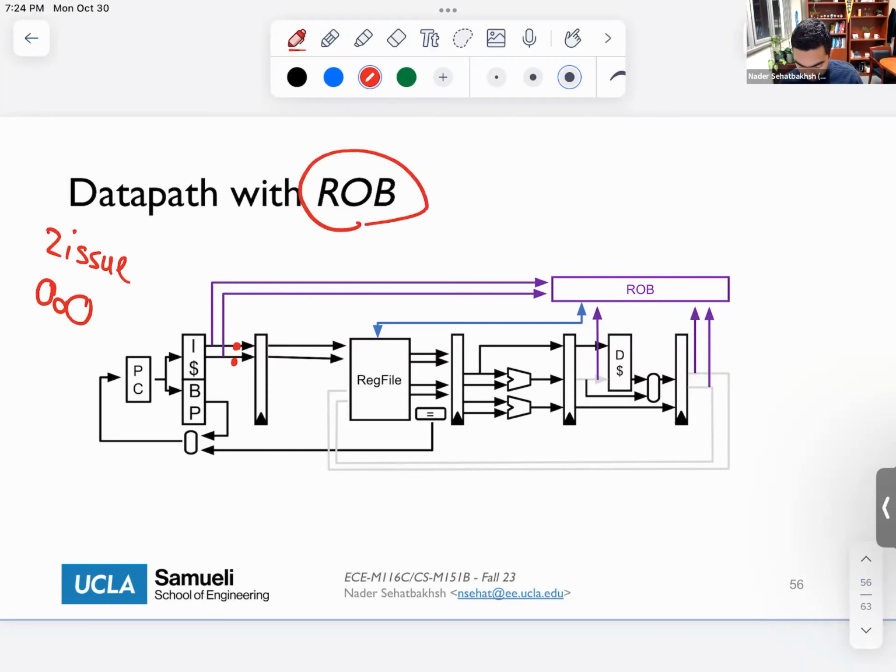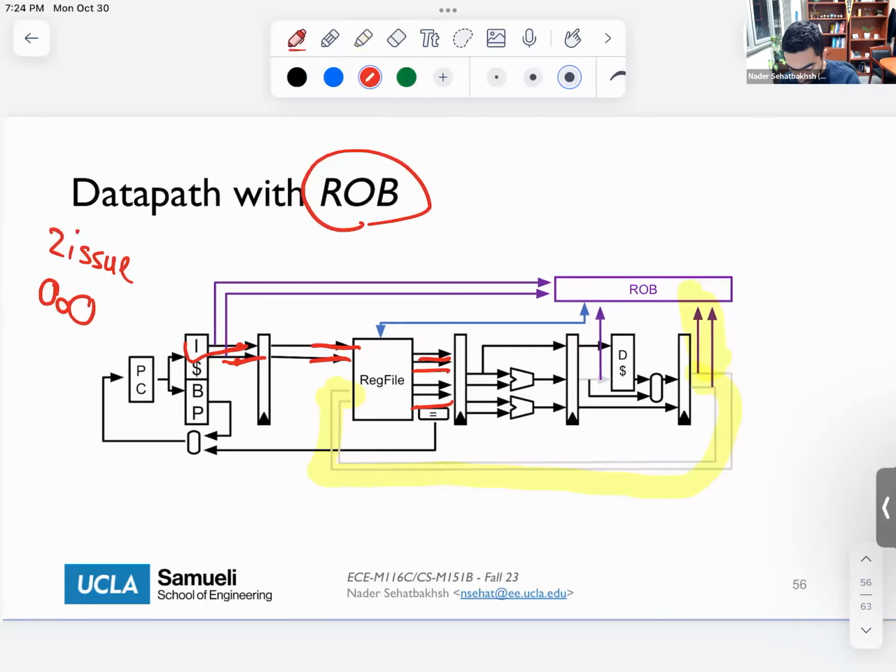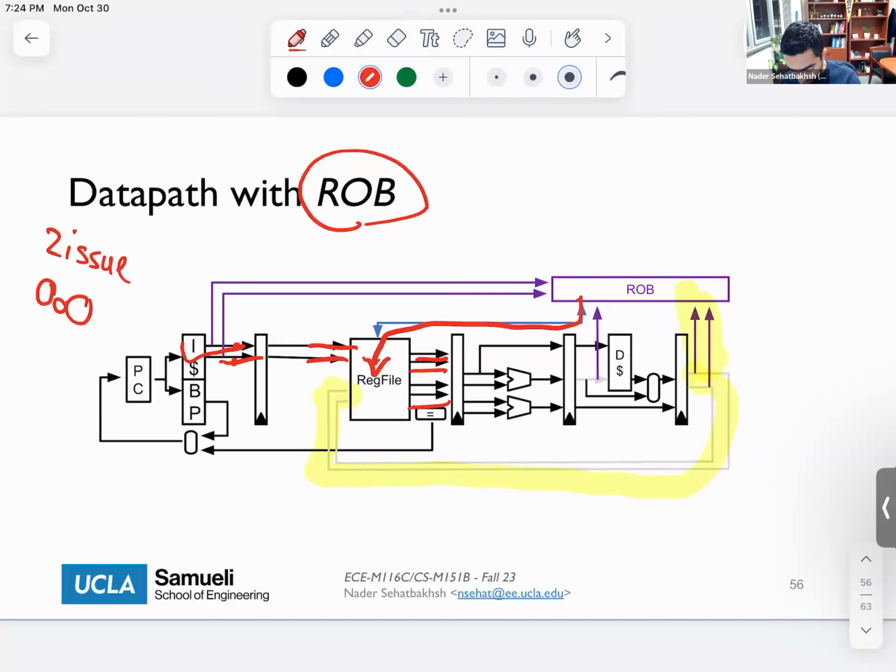As you can see, this part stays the same. This register file stays the same. Everything stays the same. The only thing that changes is that instead of writing directly to the register file, now I'm writing things to my ROB. And then my ROB is the one that decides when to update the register file. The reason that we have all these instructions here is that once a new instruction comes, I need to update my ROB and so on. I'm going to discuss that when we're talking about the actual implementation.